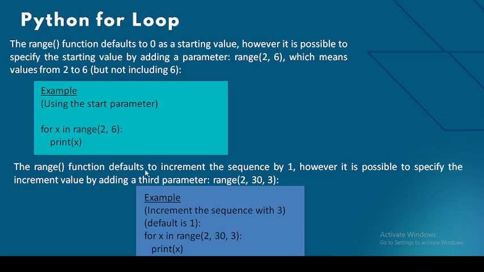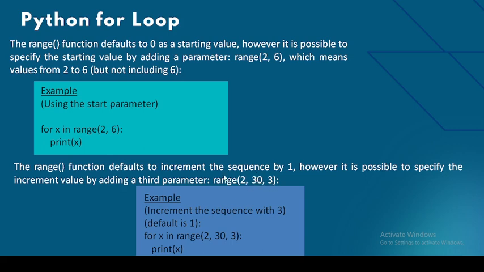The range function defaults to incrementing the sequence by 1. However, it is possible to specify the increment value by adding a third parameter, like this: range 2 comma 30 comma 3. In this case my value starts from 2 and will go till 30 minus 1, that is 29, but here the step is 3. So the first initial value is 2, the next value is not 3, it will be 2 plus 3, that will be 5, and then 5 plus 3 will be 8, 8 plus 3 is 11, like this. So I can put a third parameter and that is called the step.